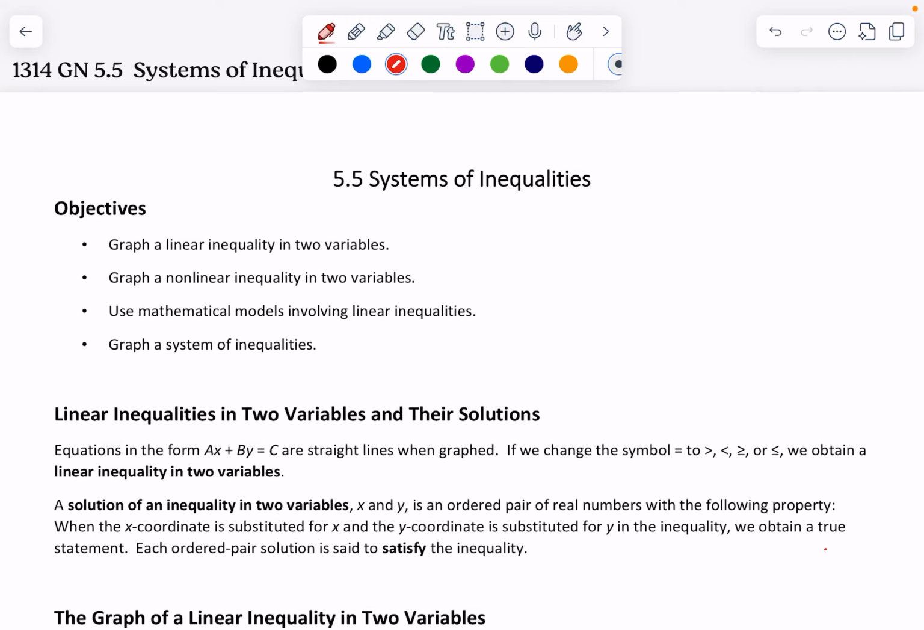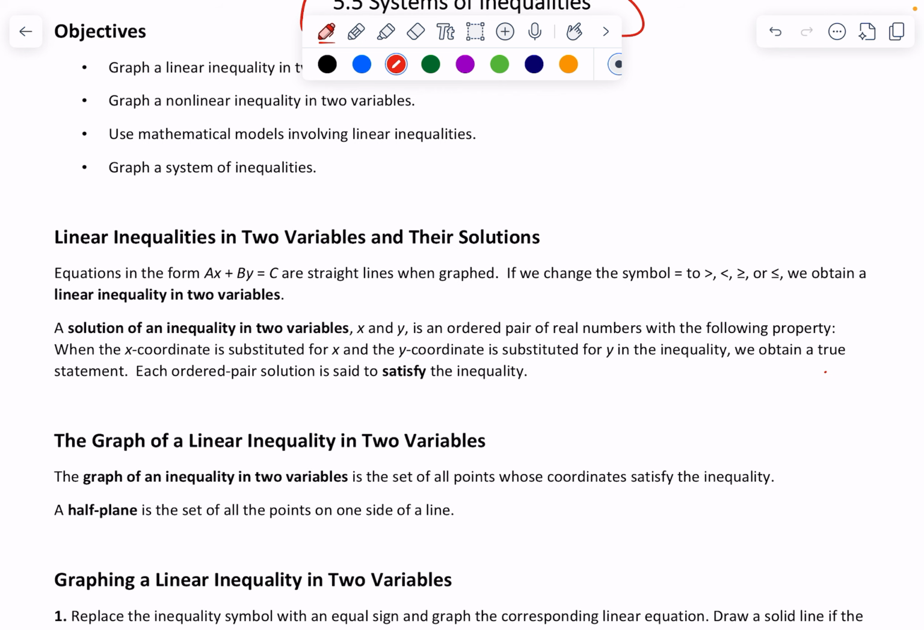Hello. This lesson is 5.5, and we're going to be talking about systems of inequalities. So we're going to start with linear inequalities in two variables and their solutions. We know that equations in the form ax plus by equals c are straight lines when graphed. Now if we change the symbol equal to less than, greater than or equal to, or less than or equal to, we obtain a linear inequality in two variables.